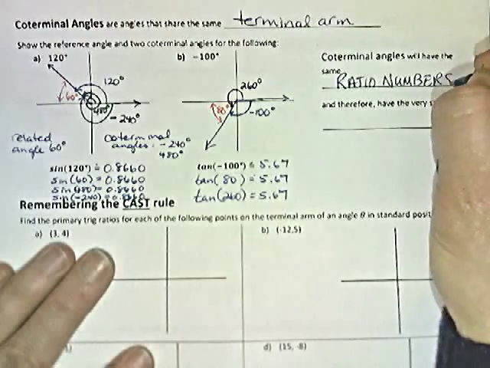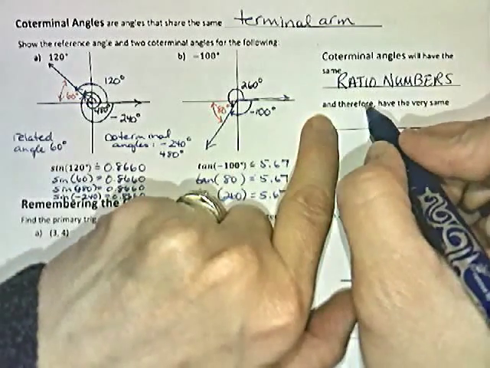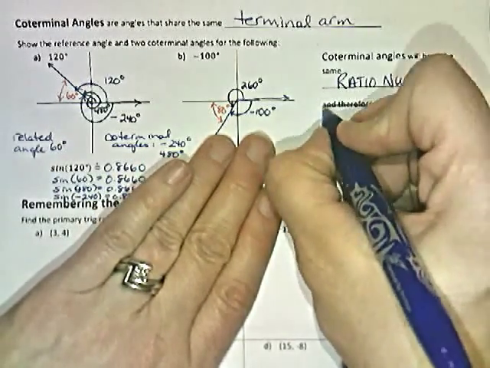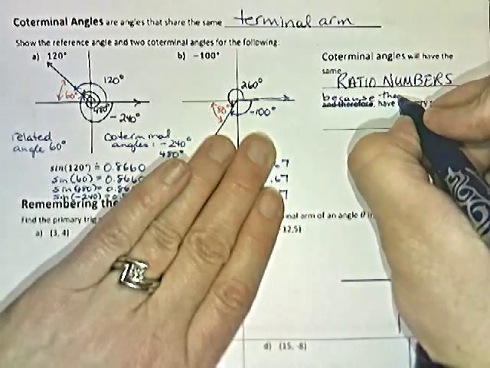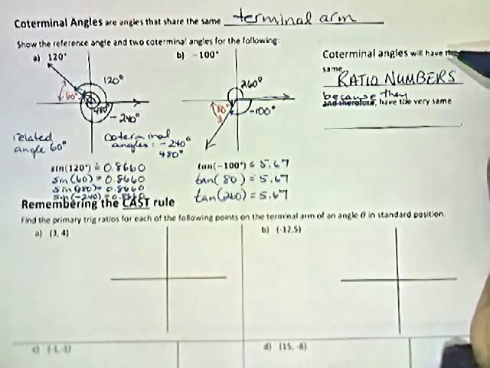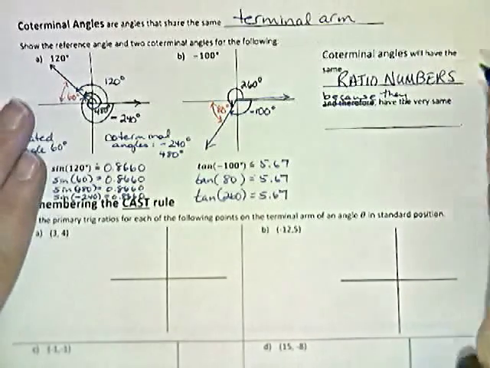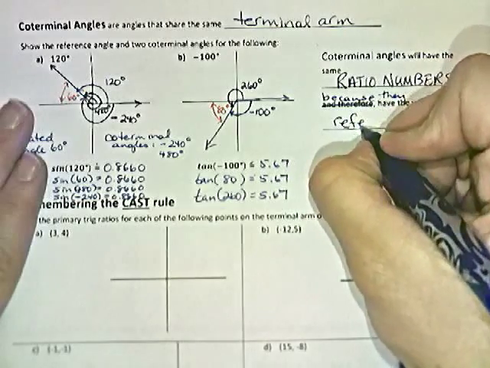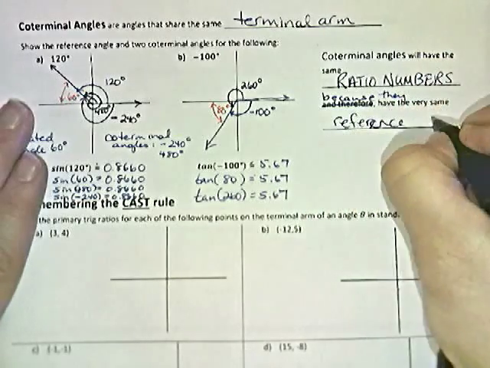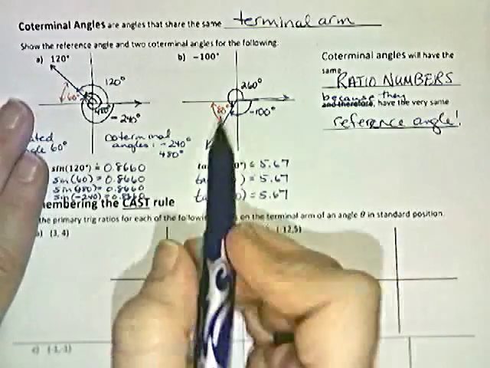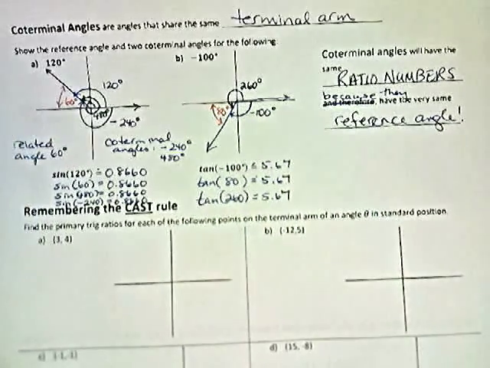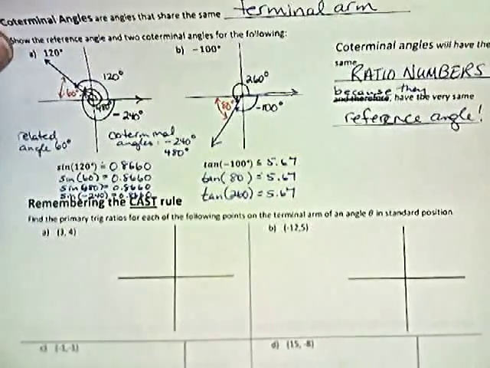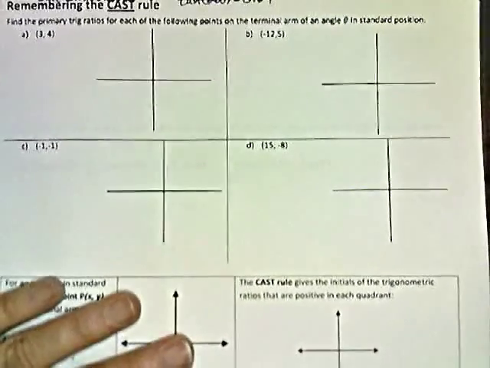I meant to change this before I copied it. Not "and therefore," but "because they." Coterminal angles have the same ratio numbers because they have the very same reference or related angle. The reference angle has the same ratio numbers as your indicated angle. Always, always, always. Sine, cosine, and tangent. And so therefore, your coterminal angles will all have the same reference angle, and will all have the same numbers.